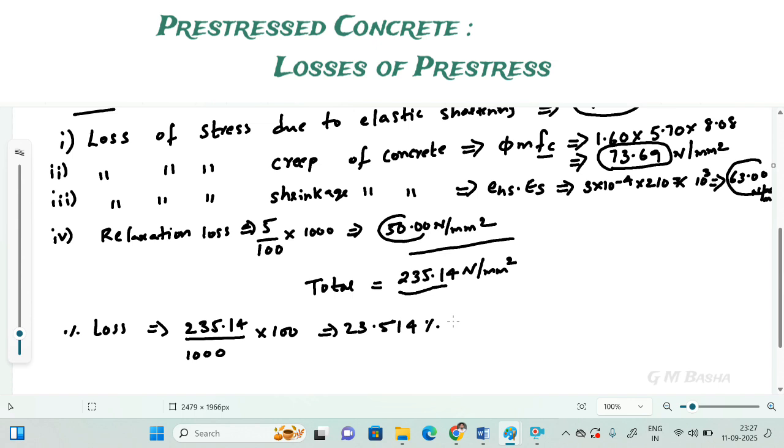So this is the percentage loss after considering all the losses in the pre-stress. So that is 23.514. This is the way how to solve the problem according to the condition. So this is the first example in this chapter, that is losses of pre-stress. If you solve some more examples repeatedly, you will get some clear understanding how the formulas will be clearly remembered and how the formulas will be easily applicable according to the given data.